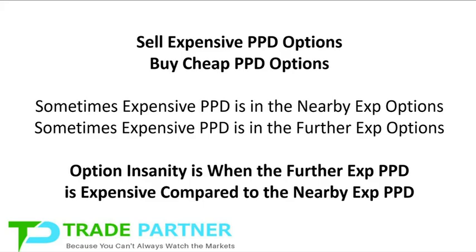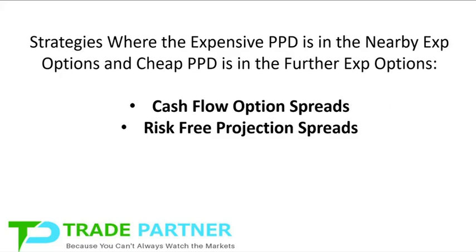Okay, really simple, really easy, and I'll show you that here in a minute. Nonetheless, option insanity is where we sell further expiration and buy nearby. There are strategies where the expensive PPD is in the nearby expiration options and the cheap PPD is in the further expiration options. And in fact, that is normally the case when you're looking at relationships outside of Monday, Wednesday, Friday, and Friday, Monday. Okay, it's normal.